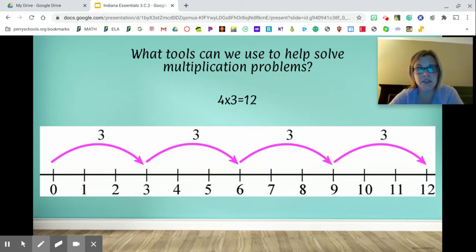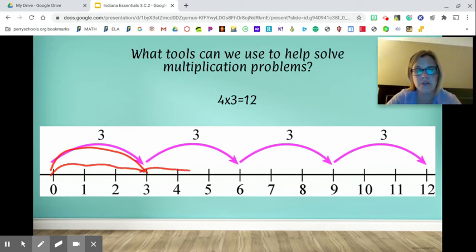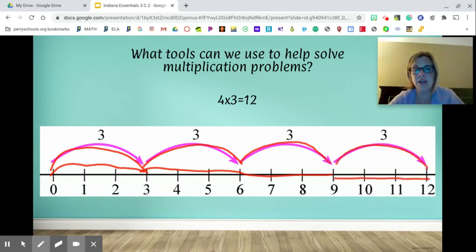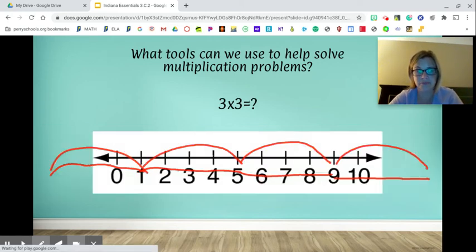This multiplication problem is 4 times 3. So in this problem, we are making 4 jumps that are 3 each. So we're going to count 3 as we make a jump. 1, 2, 3, and that's 1 jump. 1, 2, 3, that's the second jump. 1, 2, 3, the third jump. 1, 2, 3, the fourth jump. So I've made 4 jumps of 3 each time. I jumped 3 each time. 4 times 3 equals 12.